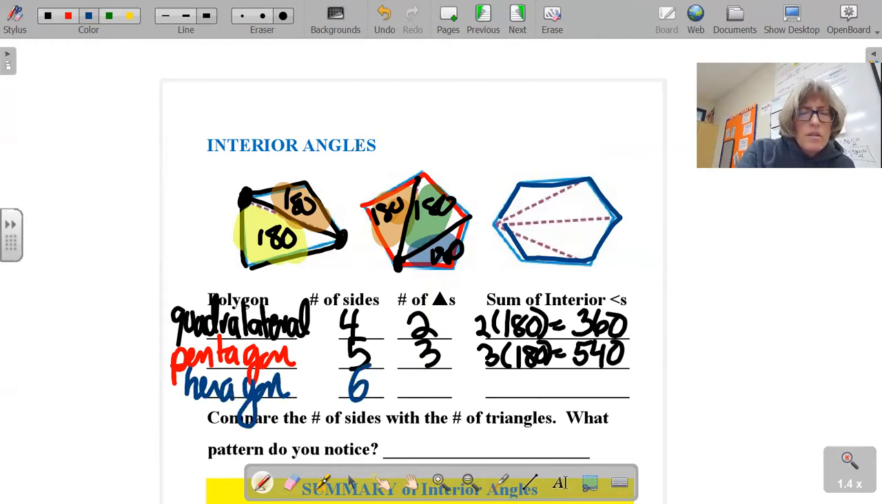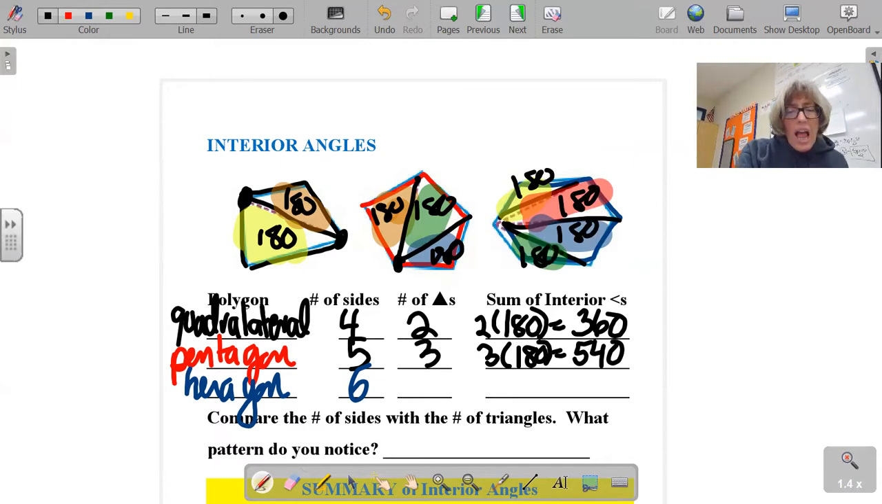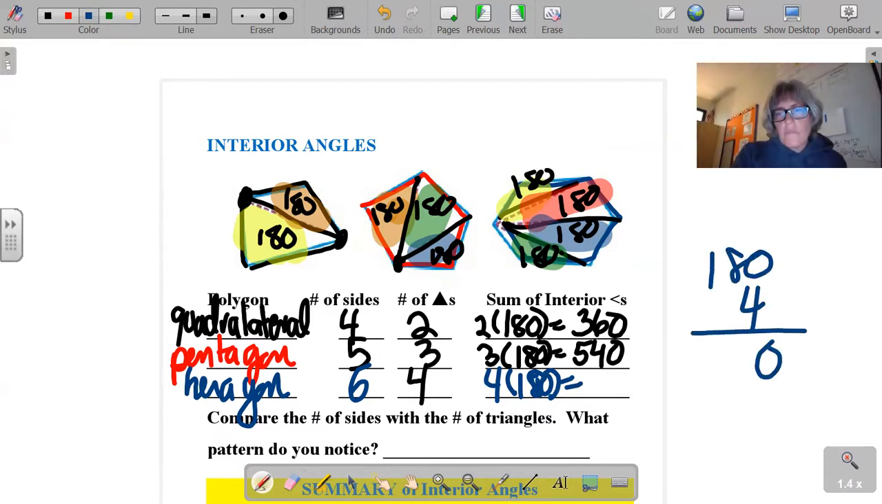And this last one, hexagon, 6 sides. When I draw in the diagonals from a single corner, 1, 2, 3, I have 1, 2, 3, 4 triangles, 180 each. Four triangles, so we do 4 times 180, we get 720. So there's a pattern you're noticing.